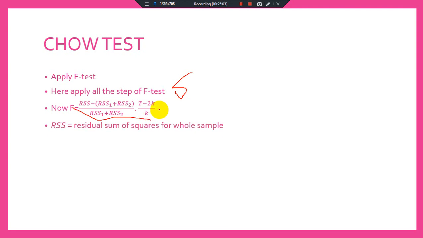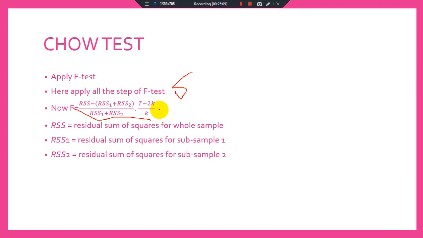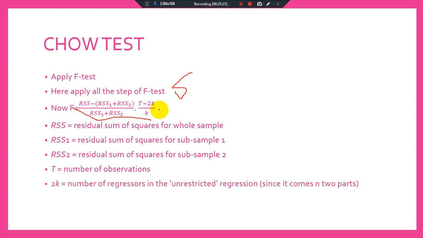Here we have RSS, the residual sum of squares for the whole sample, RSS1, the residual sum of squares of subsample 1, and RSS2, the residual sum of squares of subsample 2, and T, the total number of observations, and 2k, the number of regressors in the unrestricted regression line, and k, the number of regressors in each restricted regression line.